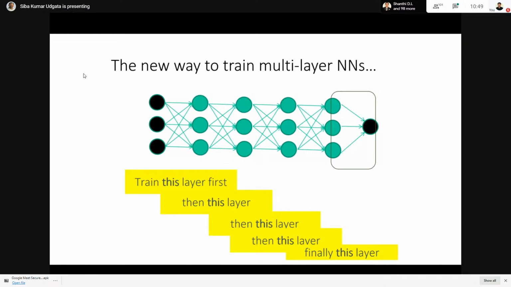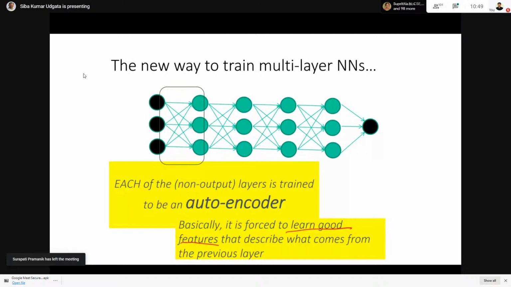That's the first thing. In each one of them, the layer is forced to learn good parameters, features that describe what comes from the previous layer. So here, these are the inputs, right? This layer will extract features. Suppose we have some 1,000 inputs, and you make it, let's say, 100. So the number of neurons is 100 here. Out of 1,000 input vectors, 100 features will be extracted. So 1,000 will become 100.